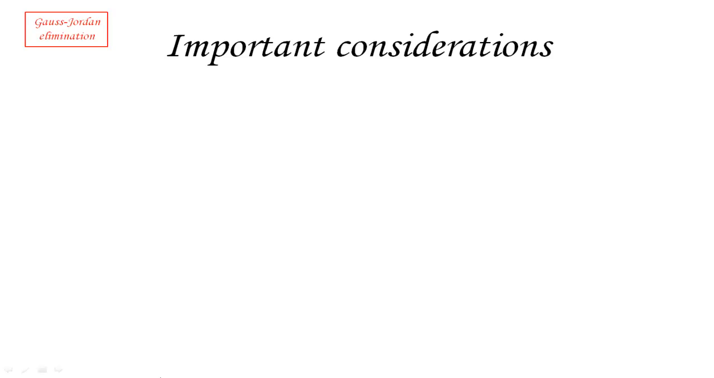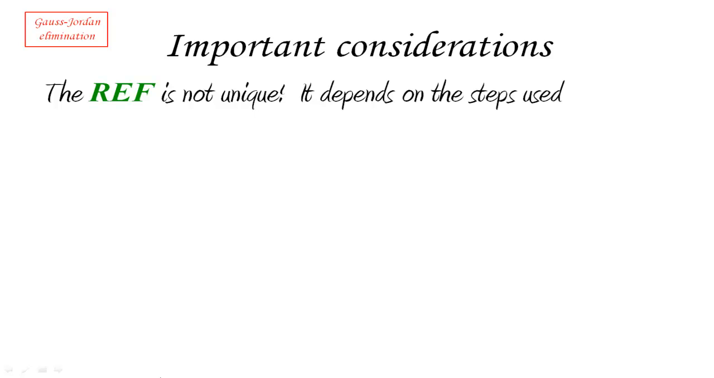Some important facts about this process, and even more pointedly about the two forms that we end up with. First of all, the REF, the row echelon form, is not unique. If you implement your own choice of sequence of row operations, and I do mine, and someone else does theirs, we may come up with different REF forms. It really depends on which steps we decided to do.